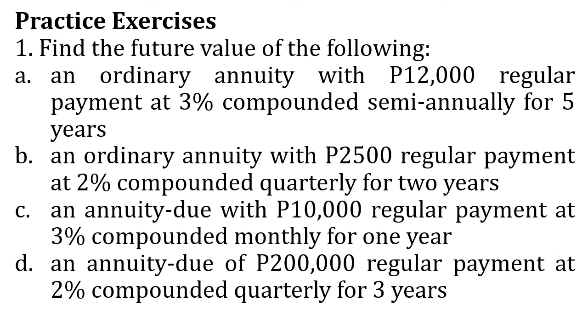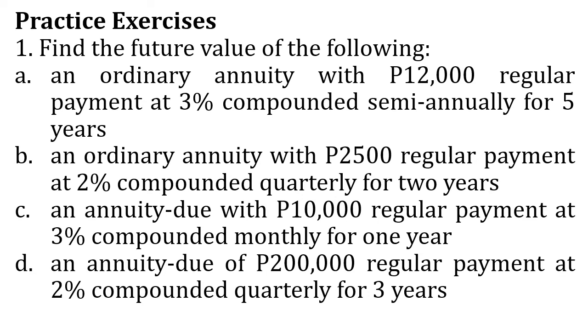Okay, so solve the following problems. For number one, find the future value of the following. Letter A, an ordinary annuity with 12,000 pesos regular payment at 3% compounded semi-annually for 5 years. Then letter B, an ordinary annuity with 2,500 regular payment at 2% compounded quarterly for 2 years.